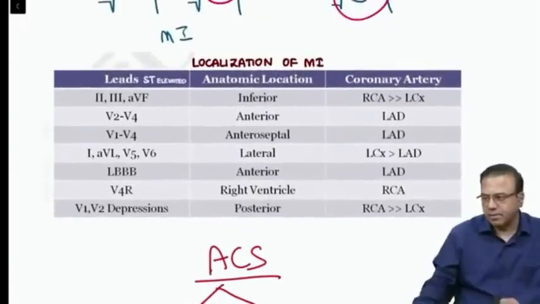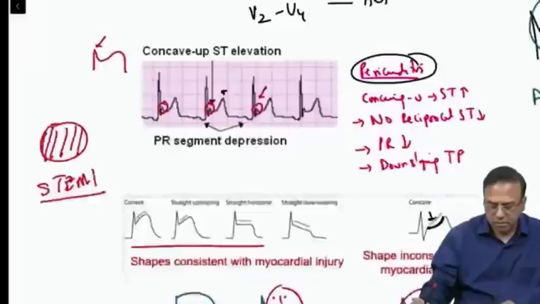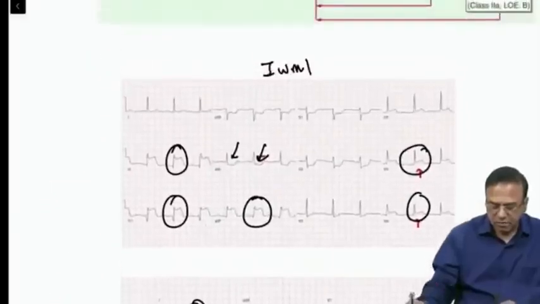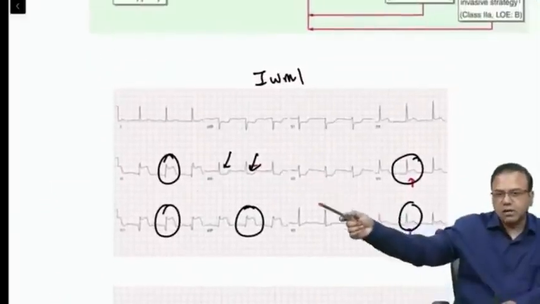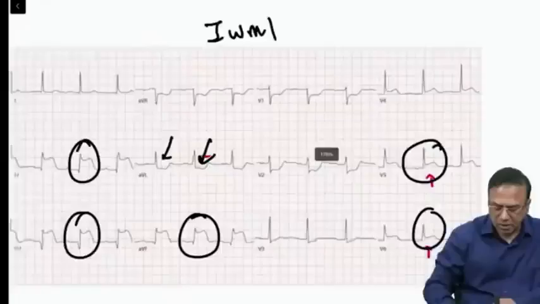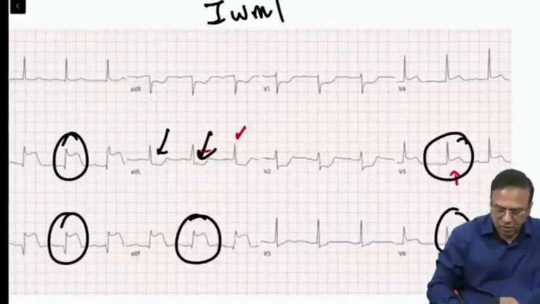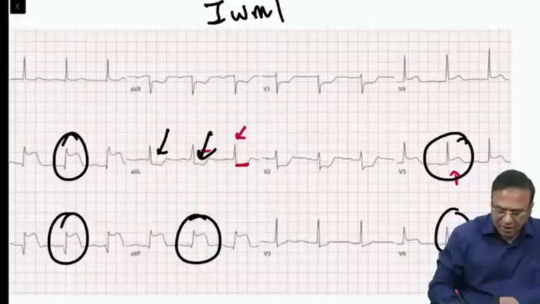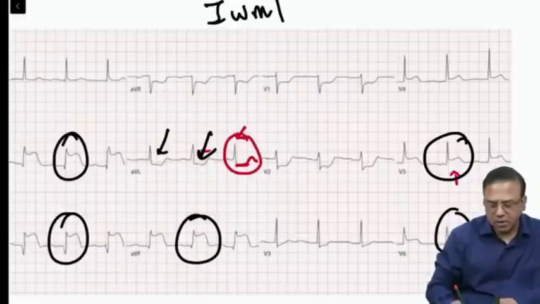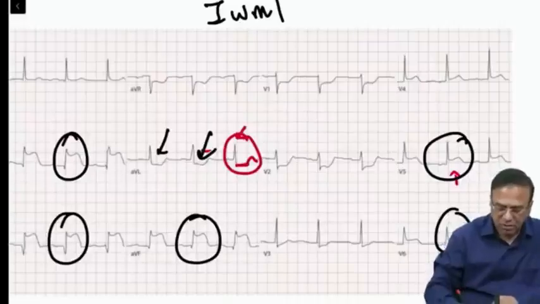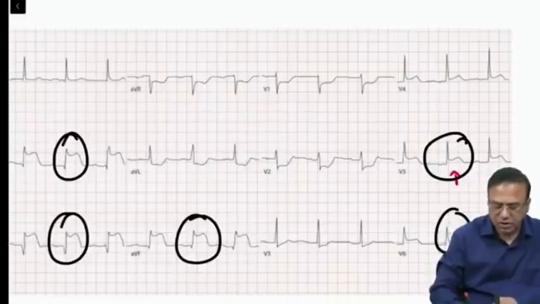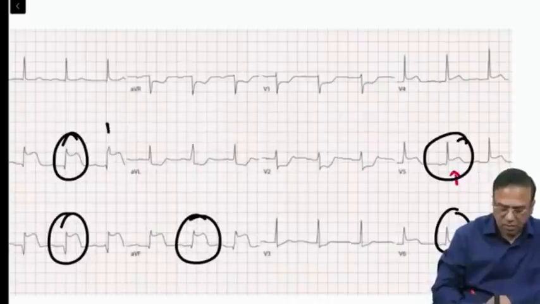Localization of MI. Okay, V1, V2 ST depression. In a patient with inferior wall MI, V1, V2 depression can occur, but sometimes it can be posterior wall MI. Like in this case, what you're seeing is tall R wave, and a flat ST segment depression with an upright T wave, which is the classical picture of posterior MI. I didn't mention it because at your level they'll not ask posterior wall MI. Actually, this patient has inferior wall MI, lateral wall MI, but also posterior wall MI.